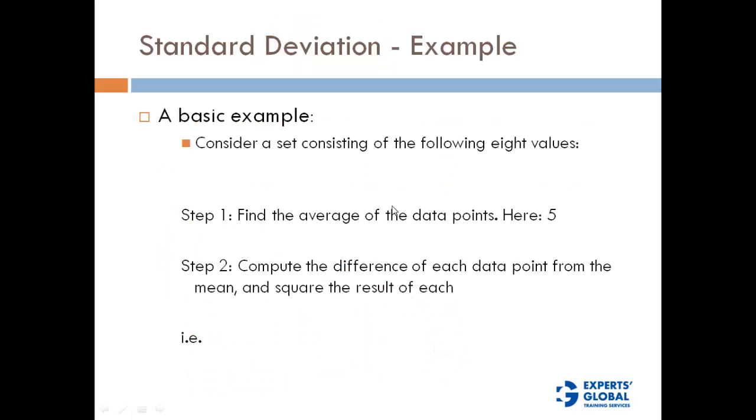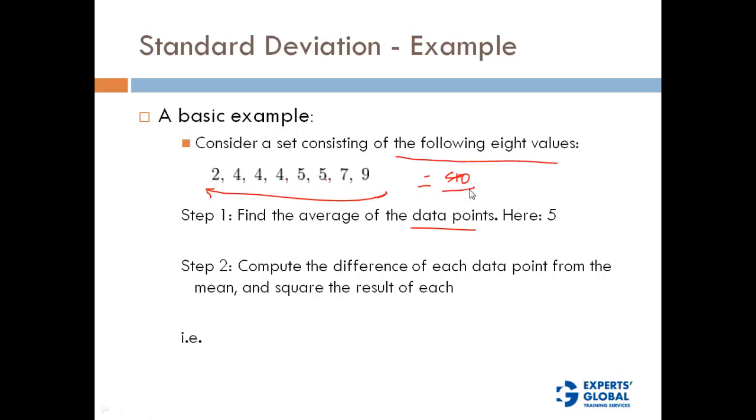So standard deviation, how to calculate? Consider a set consisting of the following 8 values. Find the average of the data points. So let's find the average: we add them up, 1 2 3 4 5 6 7 8, and it comes out to be 40. The average is 40 by 8, which is equal to 5.